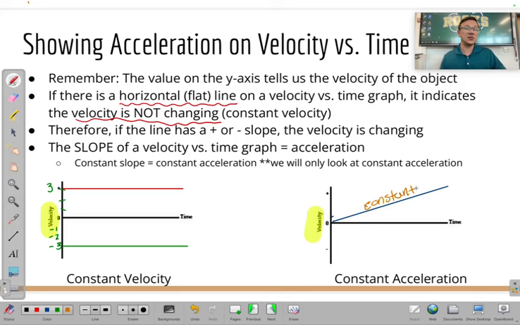So the slope always tells us something, right? The slope of a position versus time graph tells us velocity. The slope of a velocity versus time graph tells us acceleration. So we can always look at that to help us out.